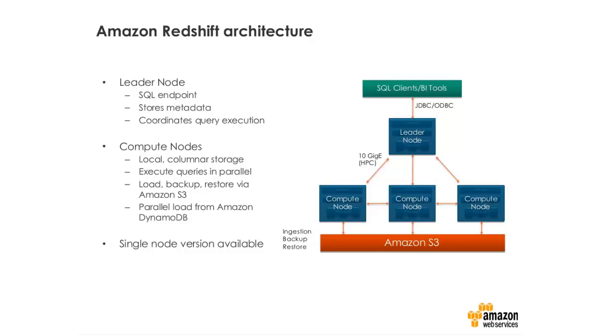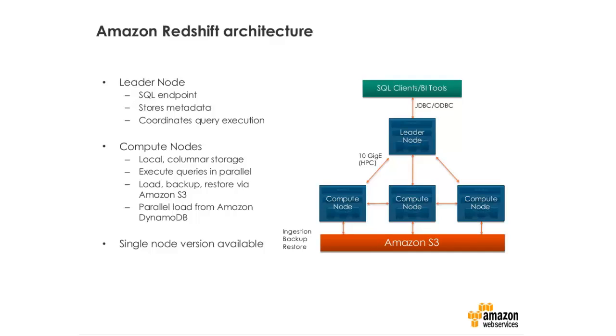The leader node is responsible for coordinating query execution across the cluster. It actually generates and compiles C++ code when you issue queries and then executes that in parallel on the compute nodes. The compute nodes are where your data is stored. They have local spindles on them. They execute the queries and return results back to the leader node, where they're collated and then sent back to the requesting client. Everything in the cluster is interconnected in our high-performance computing, or HPC, network.